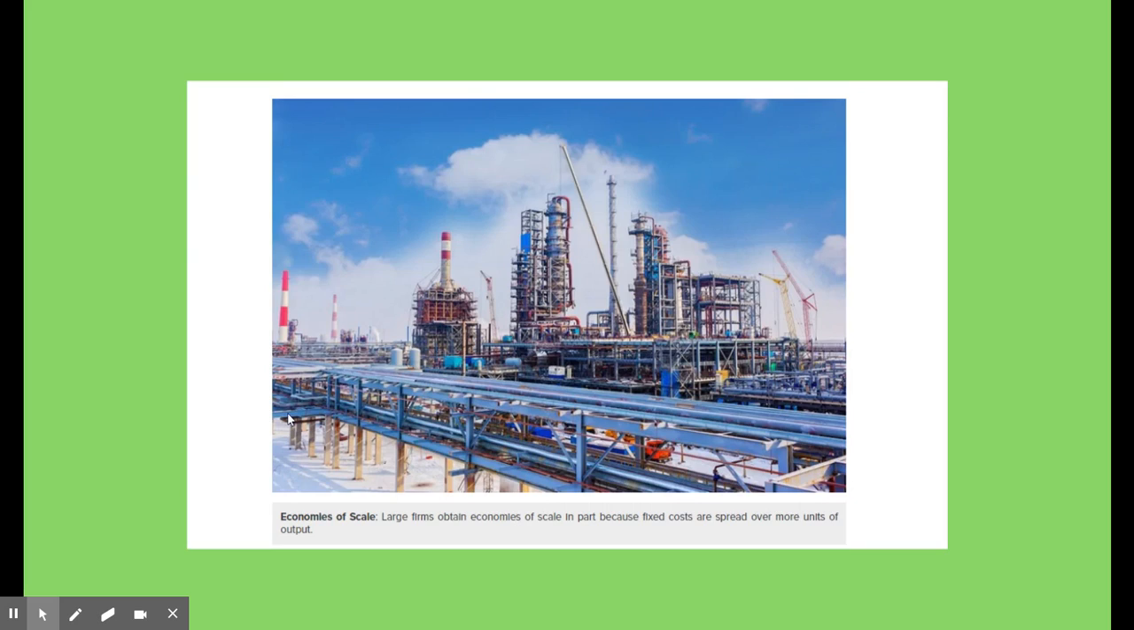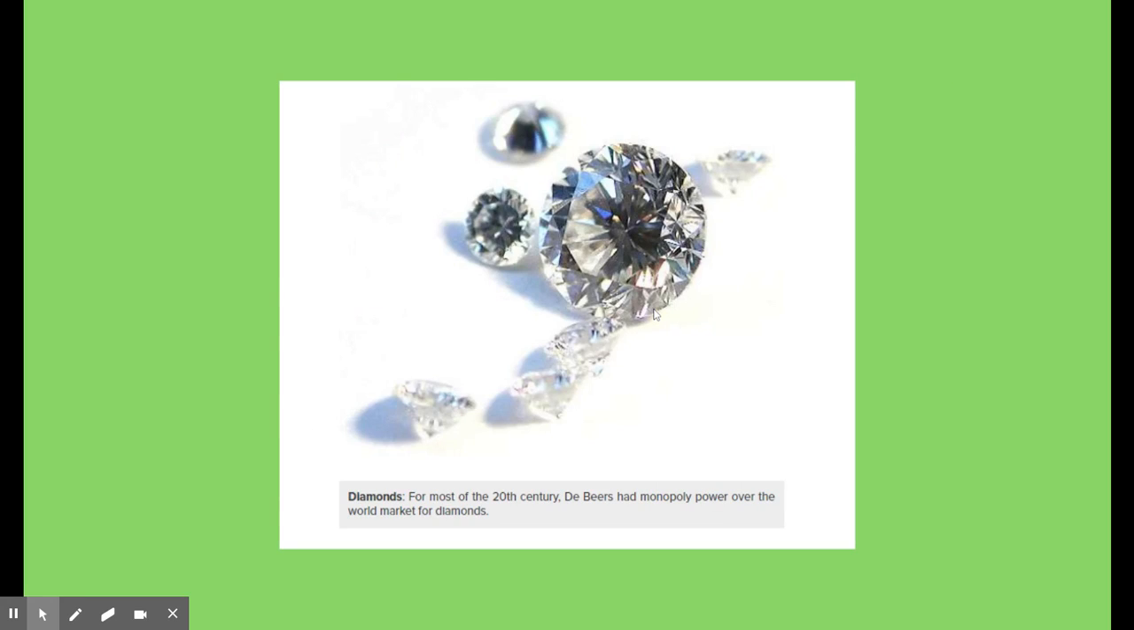And the reason why we have diamonds here is because for most of the 20th century, De Beers had monopoly power over the world market for diamonds, controlling the supply, drastically driving up the prices, and they also convinced people they were necessary through their control over media and advertising, making people believe they were a necessity for engagement rings, which actually they didn't used to be before the 20th century.